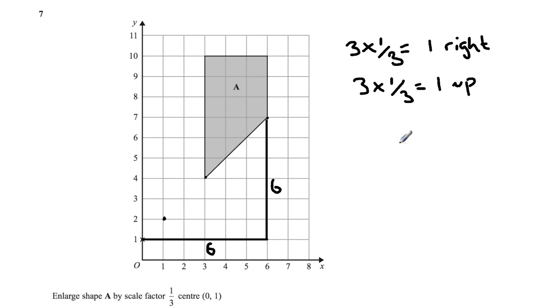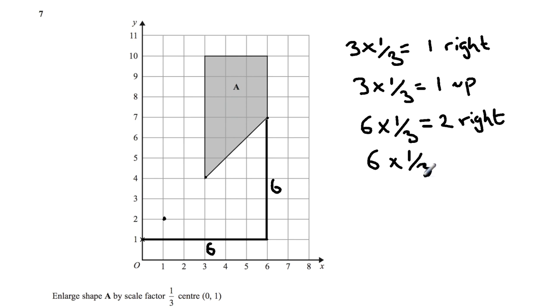Again, I'm going to multiply it by a scale factor of 1/3. So 6 times 1/3 equals 2. So 2 to the right. And 6 times 1/3 equals 2 up. So we're going 2 to the right and 2 up from the center, O1. So 1, 2, 1, 2. So that's the new position.